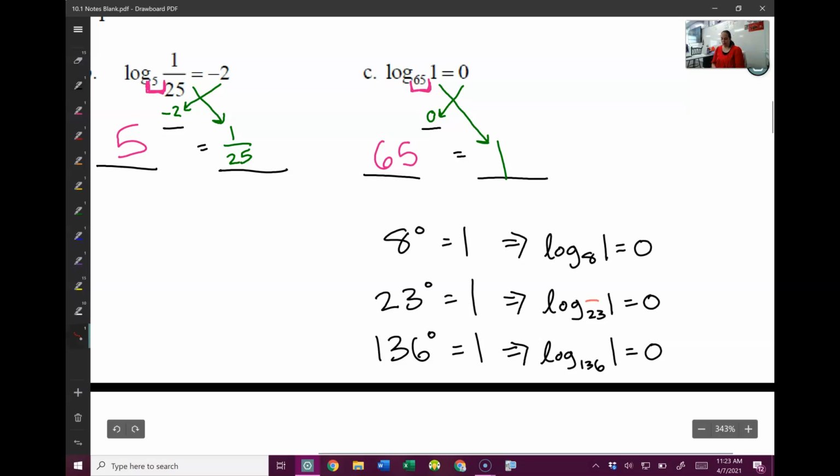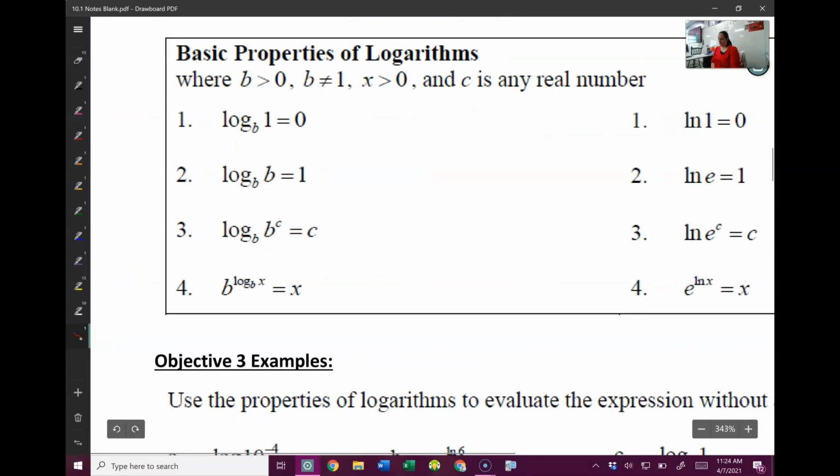And it's that no matter what the base is, if the number inside is a 1, your answer will always be 0. And it's because of this rule of exponents turned into logarithmic form. So if you go to the bottom of this page, you'll see that rule right here. No matter what the base is, if your inside number is 1, the answer will always be 0, every single time. So that is our first property of logarithms.